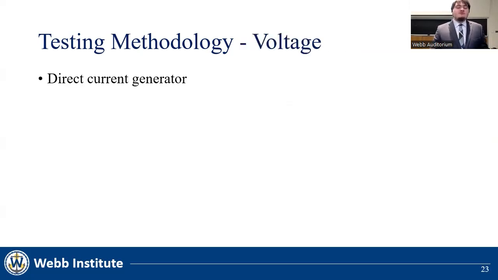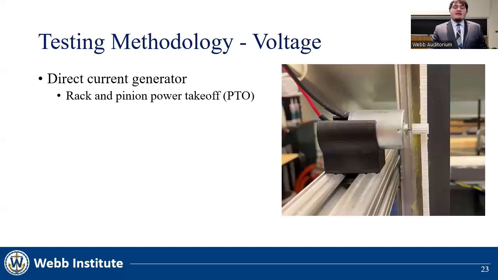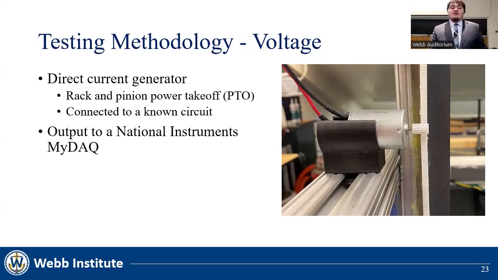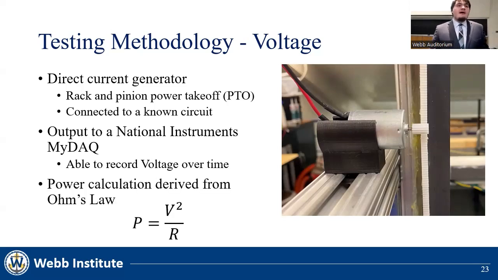We measured voltage using a direct current generator, again connected by a rack and pinion power takeoff system, which can be seen above. This was connected to a known circuit. The output of the known circuit was then connected to a National Instruments MIDAC, which allowed us to record the voltage data over time. The power was then calculated using Ohm's law. In the equation above, V is the voltage output we measured, and R is the resistance of the known circuit.